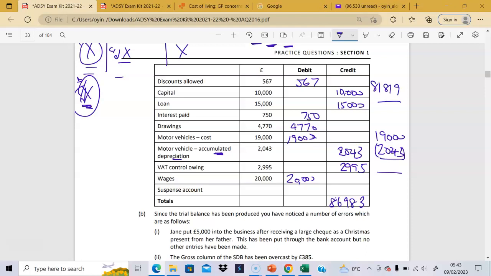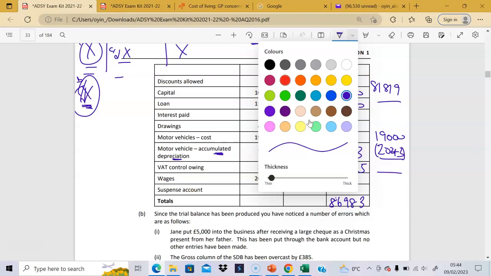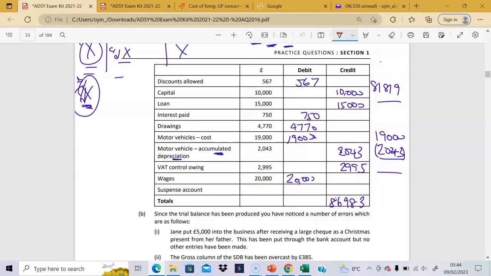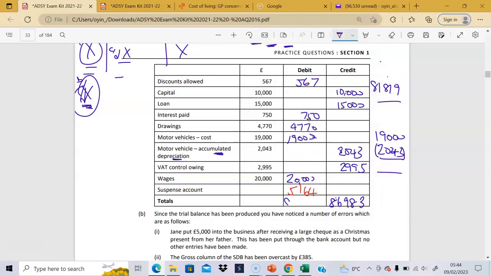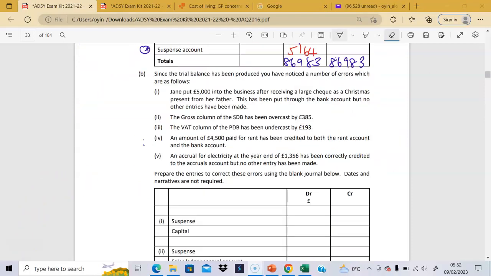81,819. So there's a difference. So we put that difference, I'll just change my pen color, in the suspense account, right? We put that difference in the suspense account, subtract the 2, and you will get 5164, right? And then you can now put your total in there of 86,983. Right. So that's our trial balance first of all done. So now we know we need to deal with this suspense account, right? Okay. Right, let's look at this suspense account then.